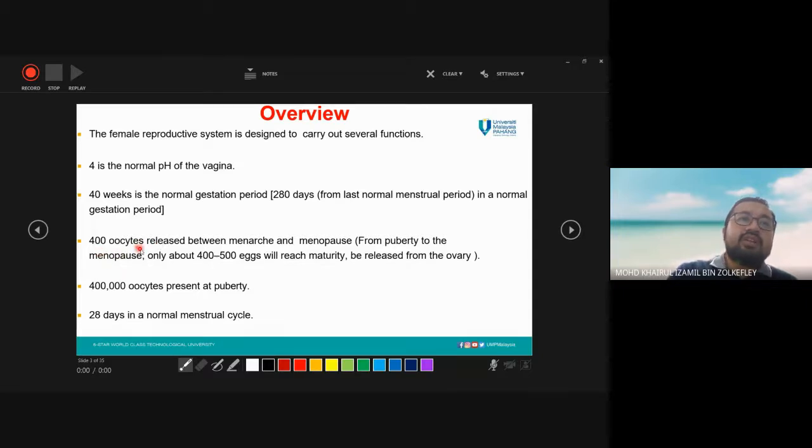Okay, approximately about 400 oocytes released between menarche and menopause. Menarche ni pertama kali dia dapat period, and menopause ni adalah kali terakhir lah, dia dah stop dia punya period. So from puberty to the menopause, only about 400 to 500 eggs will reach maturity, be released from the ovary.